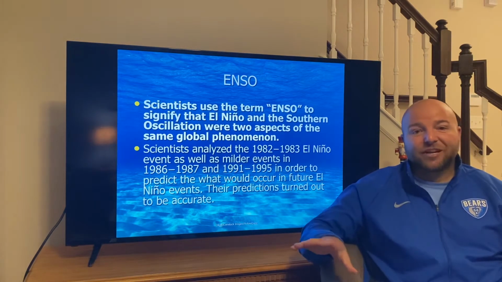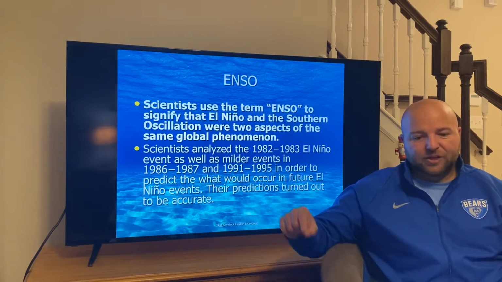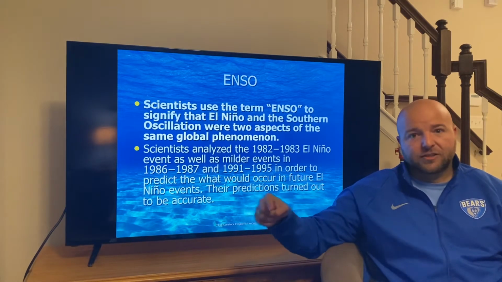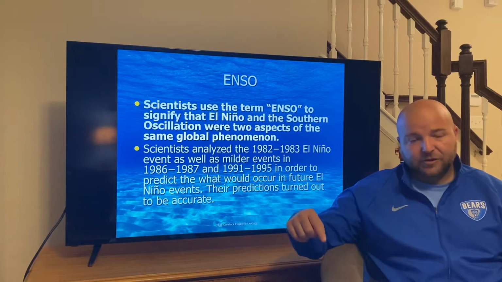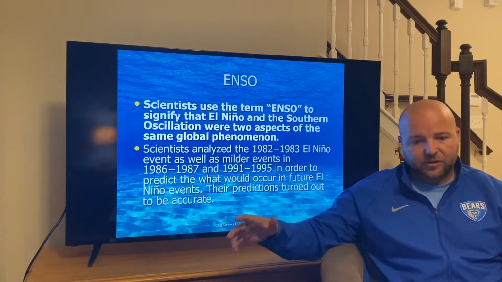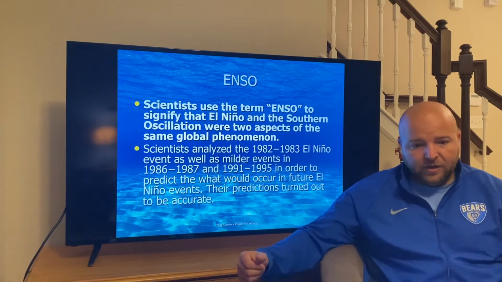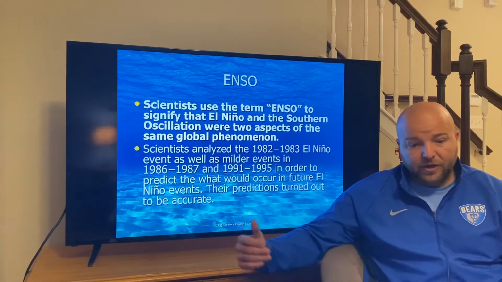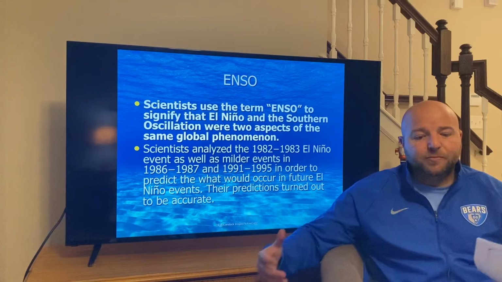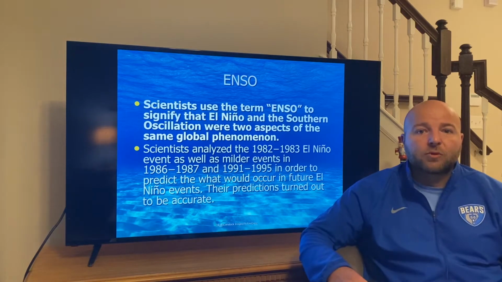This is an abbreviation for El Nino Southern Oscillation. So it's the El Nino, EN, SO, Southern Oscillation, combining the two together. Scientists use the term to signify that El Nino and the Southern Oscillation are two aspects of the same global phenomenon.